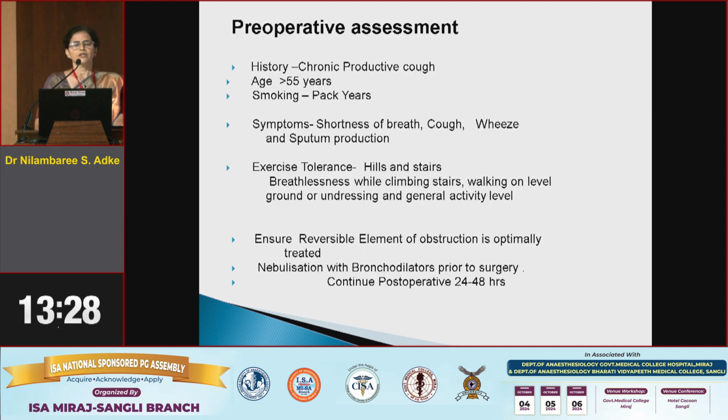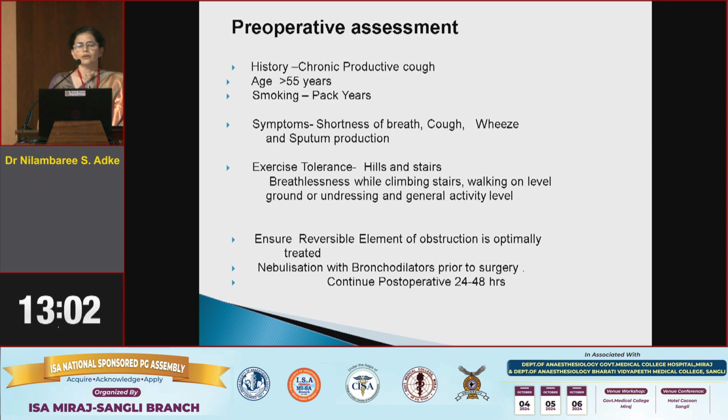So preoperative assessment is there, and as I already mentioned, one more important history is smoking, where we describe it as pack years. It is the number of cigarette packs per day times the number of years the patient is consuming. We get symptoms like shortness of breath, coughing, wheeze, sputum production.